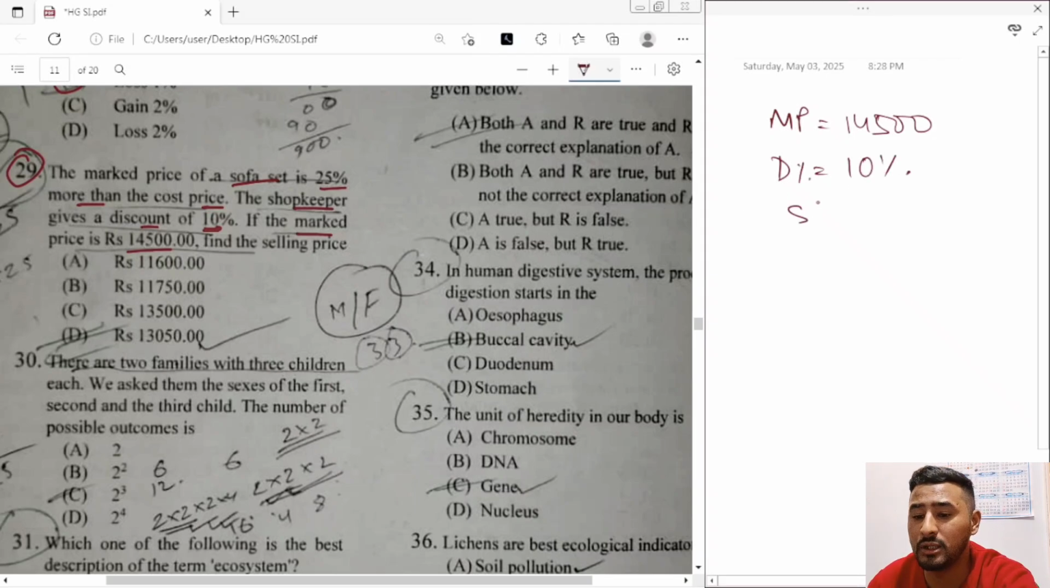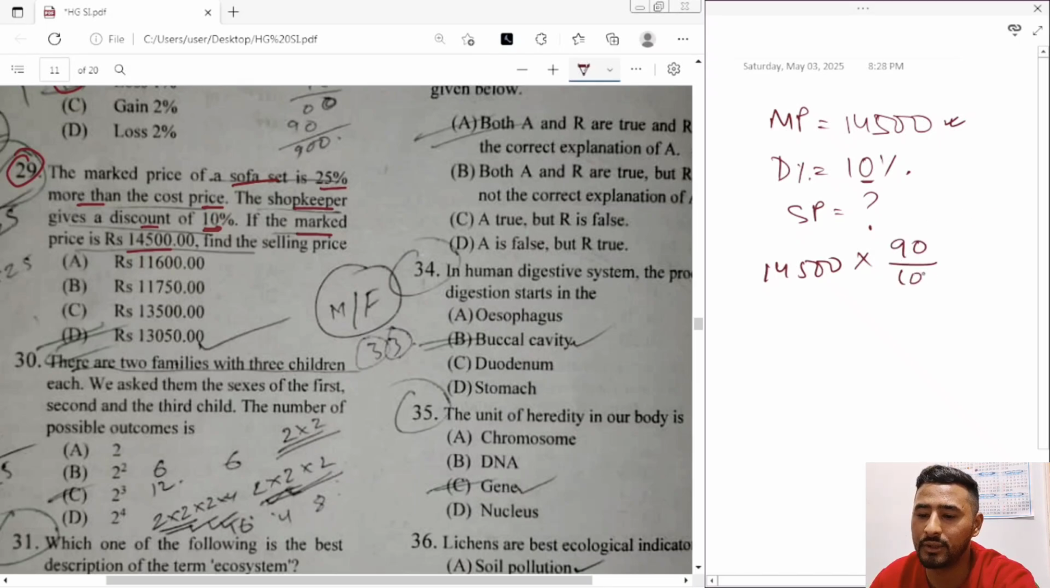The selling price. How will you find the selling price? I've already told you while teaching profit and loss, you should get the percentage of this 14500. Percentage of what? SP. So what will be the percentage? Since the discount percent is 10%, this is also kind of loss, right? So you should do 90.